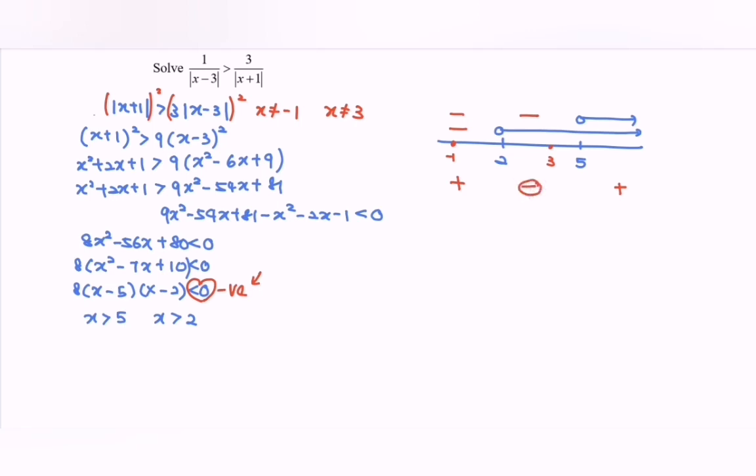So the answer would be, start from the 2 until the 3, union, start from the 3 until the 5, where the 2, 3 and 5 are not included. For the set notation, we have x greater than 2, less than 3, or we have x greater than 3, less than 5. So that is the set notation.